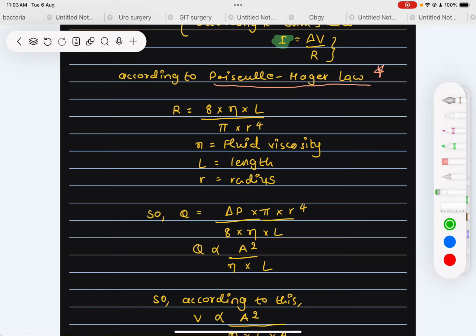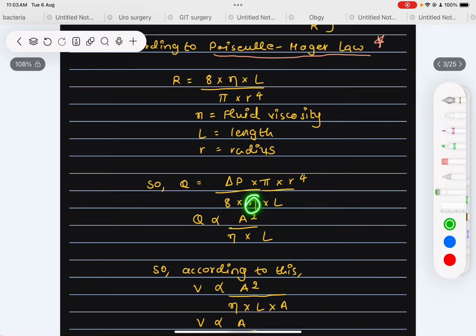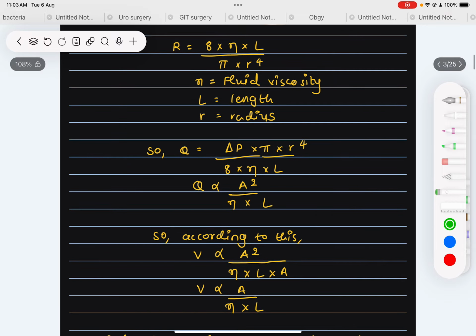So flow is directly proportional to the pressure difference and directly proportional to the radius raised to 4, and inversely proportional to viscosity and length. So we got this equation.